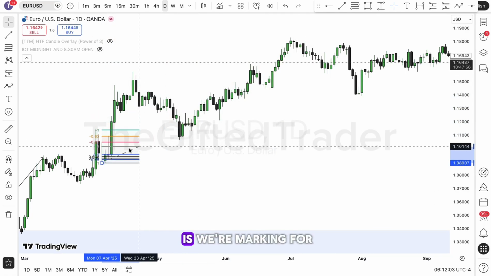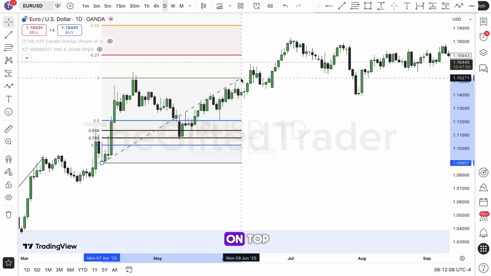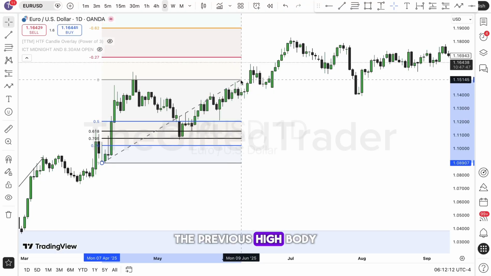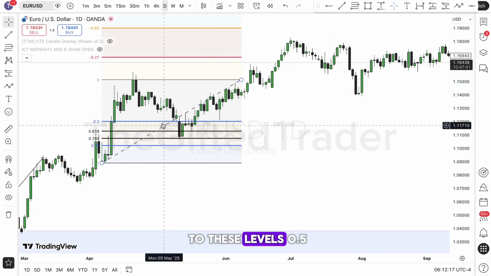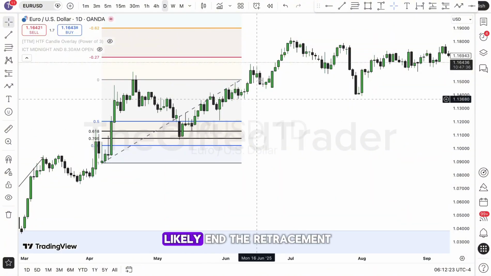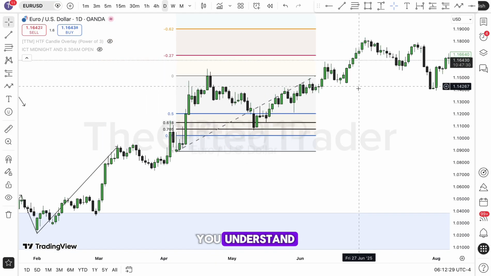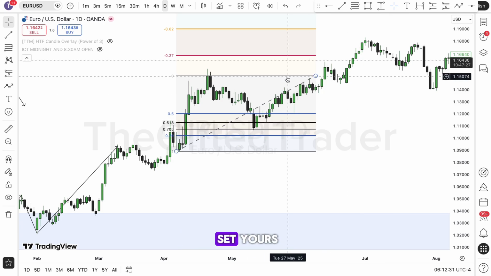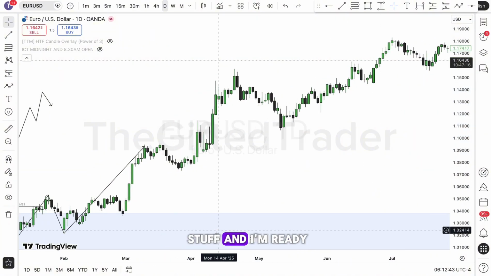So what we're doing is marking from this low, then the 0 should be resting on top of the previous high, the body of the candle. So when price gets to these levels, 0.5, 0.618, 0.7, price most likely ends the retracement and goes back up. You understand? I'll drop a picture of my settings so that you set yours like mine on your TradingView. Forex is not an easy thing, but if you don't understand any of this video, make sure you rewatch it again. You will understand some stuff, and I'm ready for your questions.